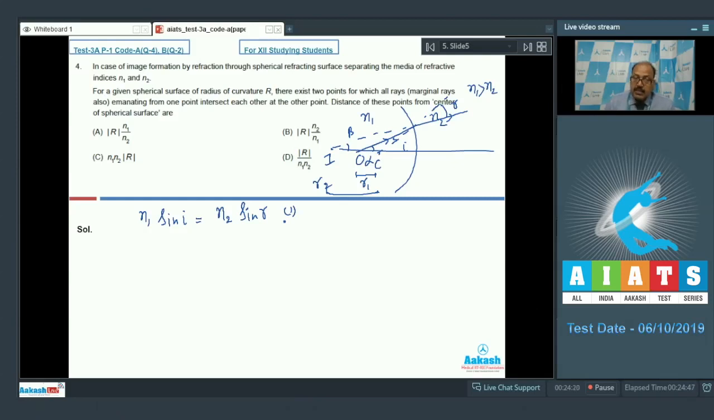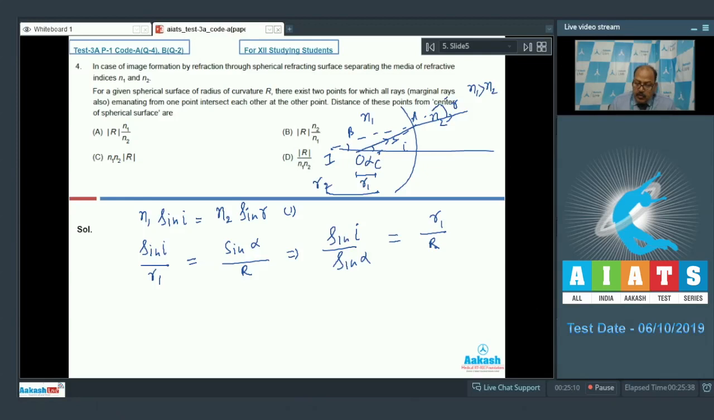Now let's apply the sine rule in a triangle. So in the triangle OC, let's call this point A. In triangle OCA, we can say by applying the sine law that sine I upon OC, that means R1, equals sine alpha upon R, the radius of the surface, which gives us sine I by sine alpha equals small r1 by r.